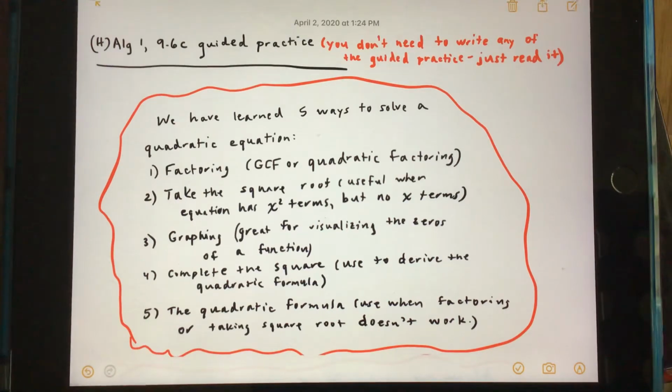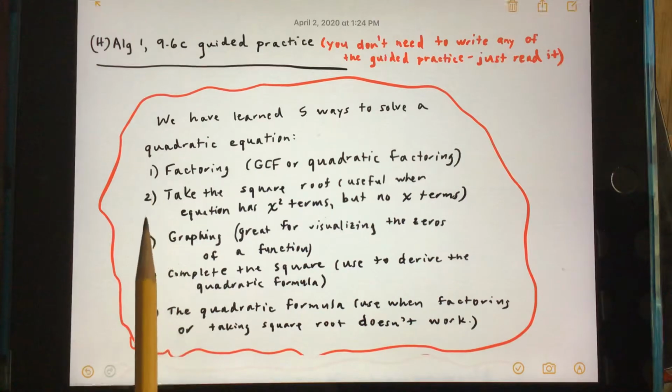Then we next learned about taking the square root. That's useful when an equation has x squared terms but no x terms, and we'll see an example of that in a minute. That method will not work if there's both x squared and x's. Say you had an equation like 5x squared plus 6x plus 2 equals 0. Well, you wouldn't be able to use taking the square root because it's got both x squared and x terms.